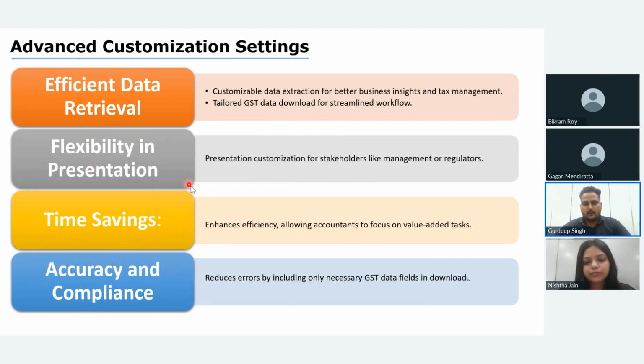It gives flexibility in presentation. If you want to show your higher authorities the Excel file for MIS reports or 2B reconciliation reports, it will give you a presentable look. Then it will also save your time. Accuracy and compliance: it reduces errors by including only necessary GST data fields in downloads. After selecting options, categories, and columns in the Excel file, you will find proper accuracy and compliance for the GST portal. So now I would like to go to the EaseMyGST live working.